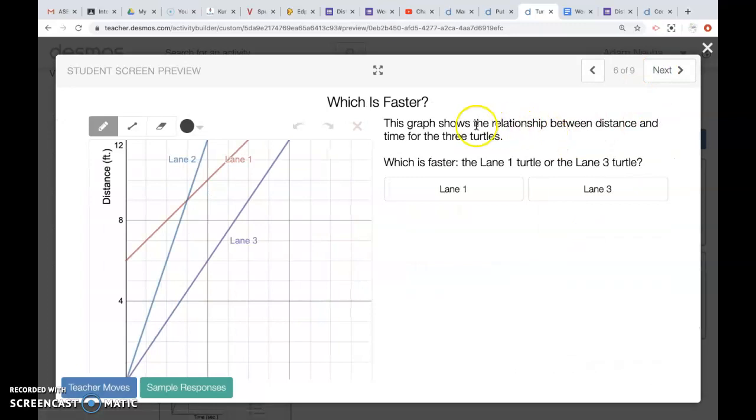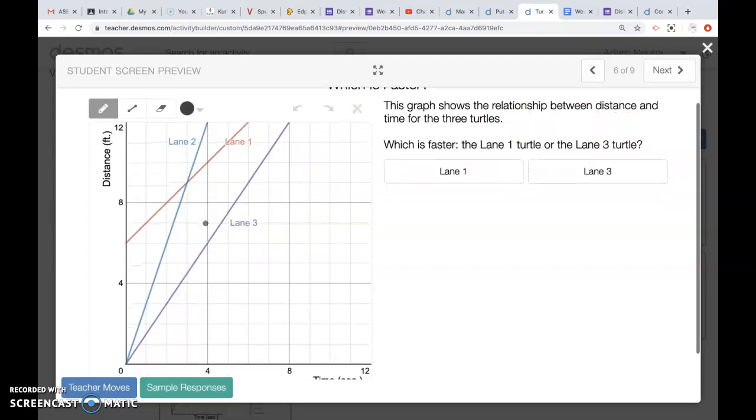Okay, says this graph shows the relationship between distance and time for the turtles. Which is faster, lane 1 turtle or lane 3 turtle? You can pretty much do this one on your own, but the steeper the line, the faster the turtle.